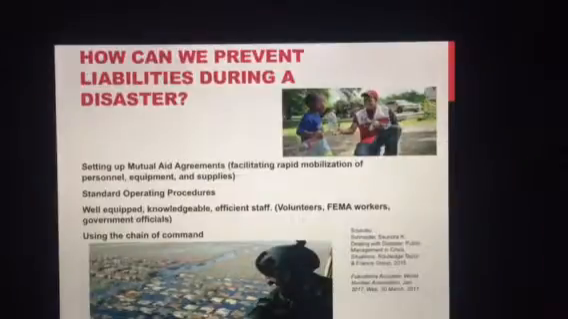There are many ways to prevent liabilities during a disaster. Setting up mutual aid agreements, like facilitating rapid mobilization of personnel, equipment, and supplies, is one way. Standard operating procedures are vital to preventing liabilities during a disaster. All the personnel must know who to go to and what to do dependent on the disaster. So they should know what to do if there's a flood, an earthquake, or a tornado.